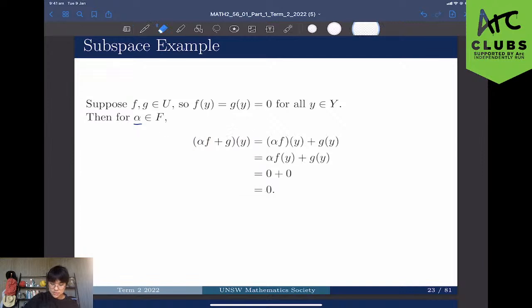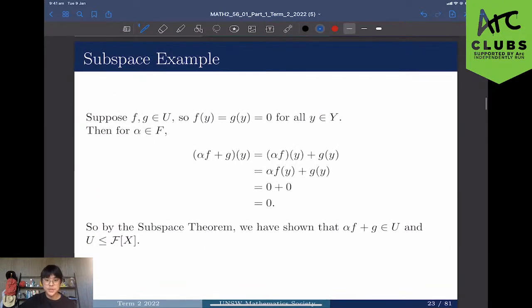Since this is a function, we can split it up and take out the scalar, and we know that f(y) and g(y) equal 0, so we use that information to set this to be 0 plus 0, which is equal to 0. So this means that alpha f plus g is going to be in U, and we've fulfilled all the steps we need to prove in the subspace lemma. So we've proven that U is a subspace of F(X).